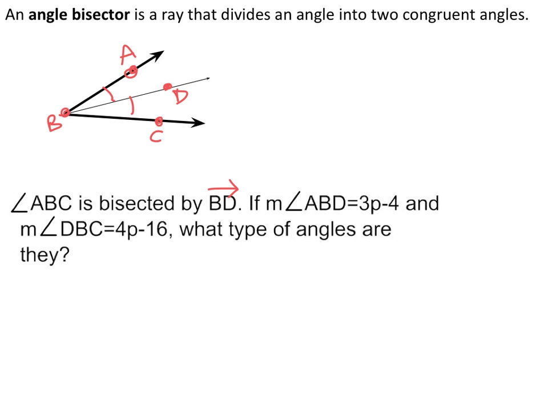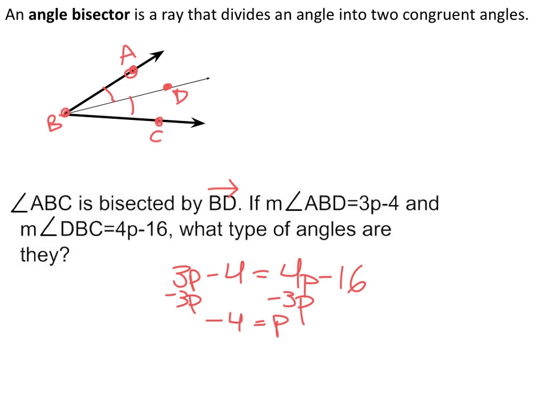If the measure of angle ABD, which is this angle here, is 3p minus 4, and DBC, which is this angle here, is 4p minus 16, what type of angles are they? All we have to do, since that's the bisector, is set them equal to one another. So 3p minus 4 must be equal to 4p minus 16. Get the variable to one side, so I'm going to subtract 3p from both sides. That'll give me negative 4 equals 1p minus 16. I add the 16 to the other side, and I get that p equals 12.